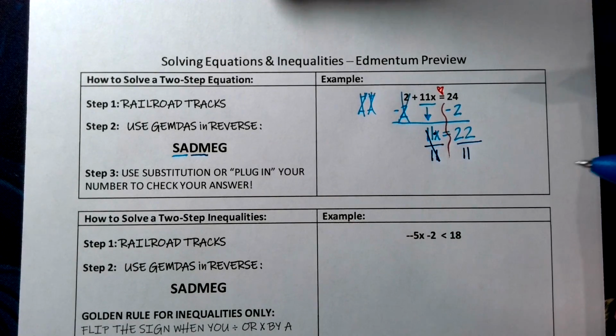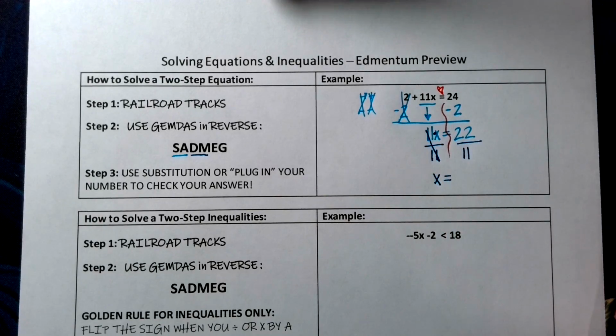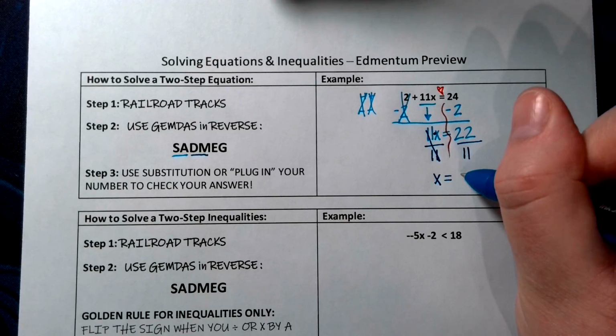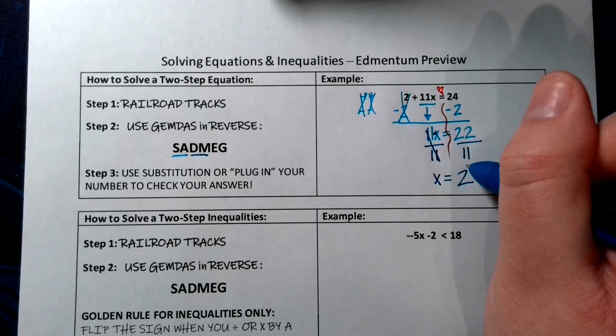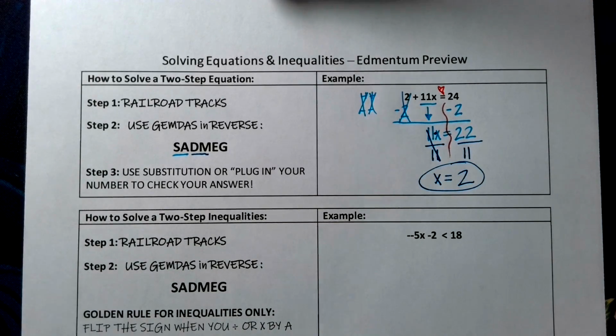11 divided by 11 is 1. So they cancel out. So all I have left is x. And then 22 divided by 11 is 2. So here we get that x is equal to 2.